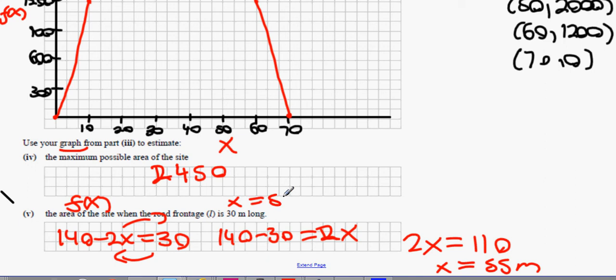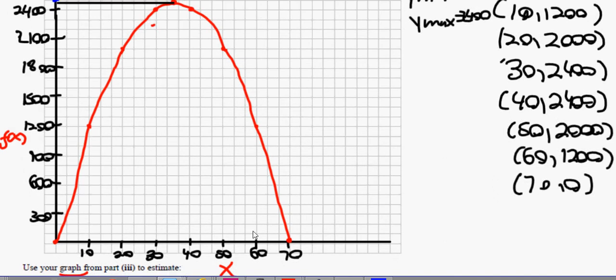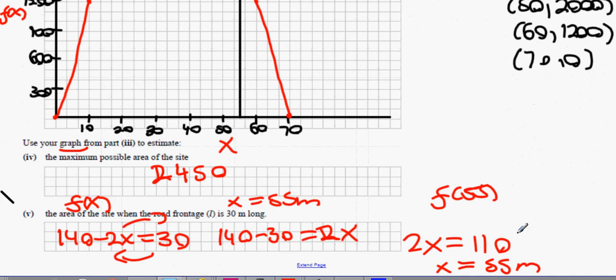Okay, so when x equals 55 meters, find out the area. So I'm looking for f of 55, or when x equals 55, find f of x. So what we're going to do is we're going to go to 55. It's located here, and we're going to go up and across. And that will be just under 1,700, so go about 1,690. So the answer for this one is 1,690 meters squared.